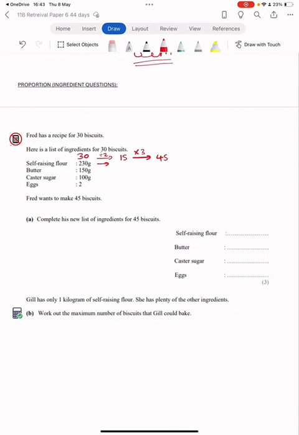So we'll divide each of these ingredients by 2. And then we will times them by 3. And that's our answer. 45, 345, 225 and 3.